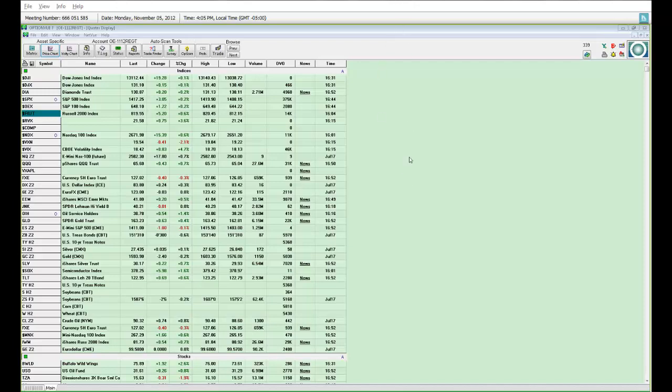Okay, I do have one question here. The question is, what's the difference between a credit spread and a debit spread? That's a great question.